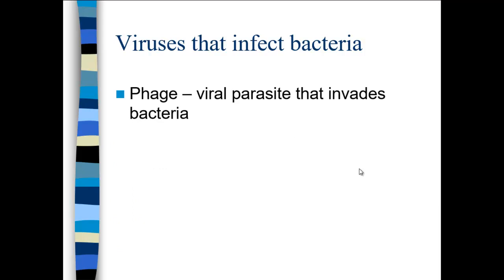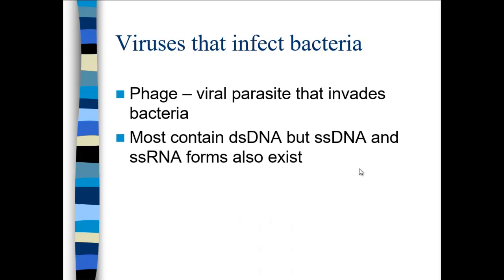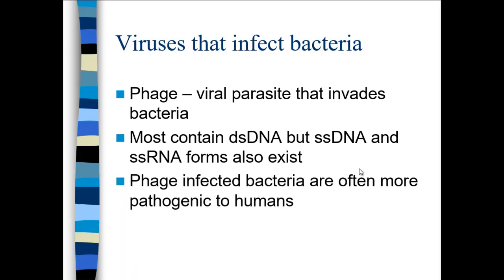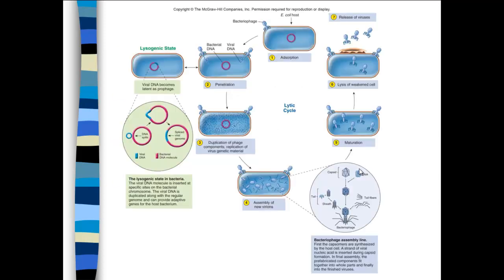Viruses that infect bacteria we call phage. And most of them are double-stranded DNA, but there are other forms, single-stranded DNA and single-stranded RNA forms exist. And when phage infect bacteria, they actually confer different types of genes to the bacteria that make the bacteria more pathogenic to humans. Okay.